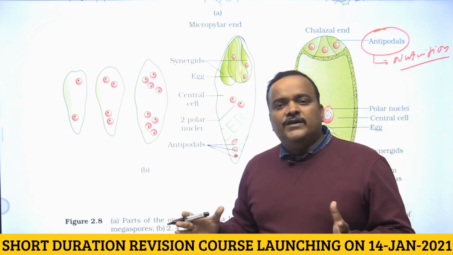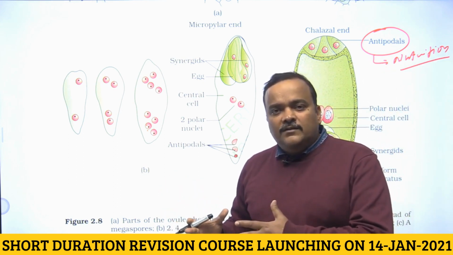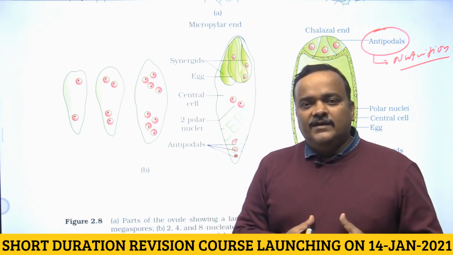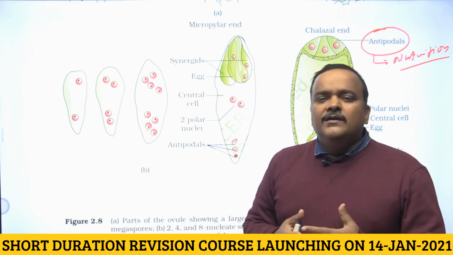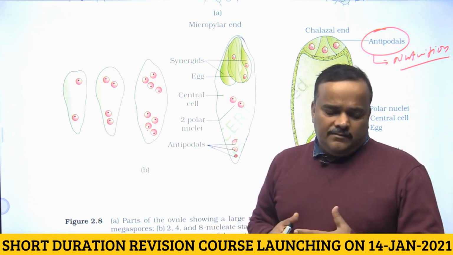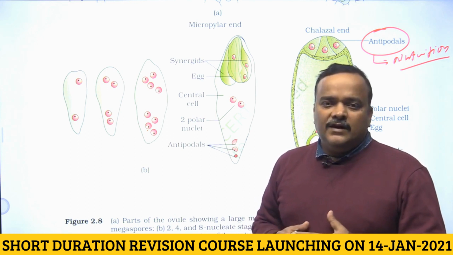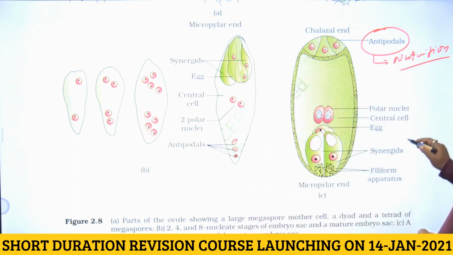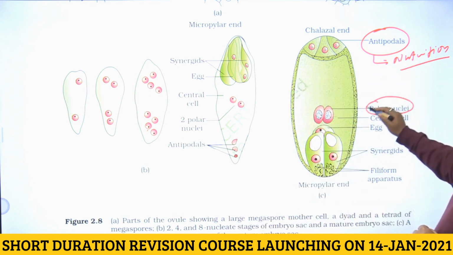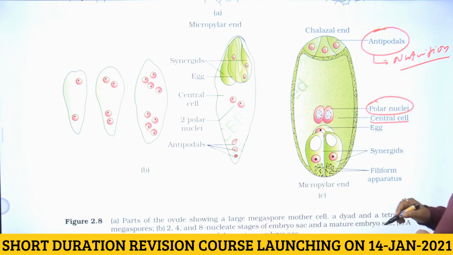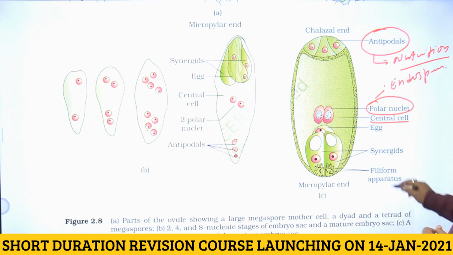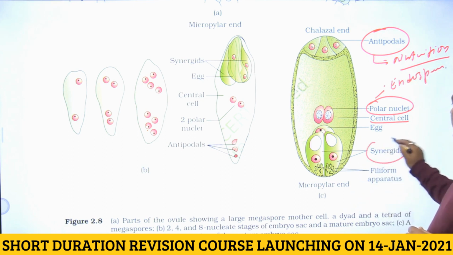Generally, nutrition to the embryo sac is provided by the nucellus, but the vascular supply enters through this chalazal end. That's why we say somehow they are involved in providing nutrition, but there is hardly any experimental evidence for that, but it is assumed. Now, the 2 polar nuclei which are present in the largest cell, that is the central cell, later on develop into endosperm. Now, then the important part, that is synergid and egg.